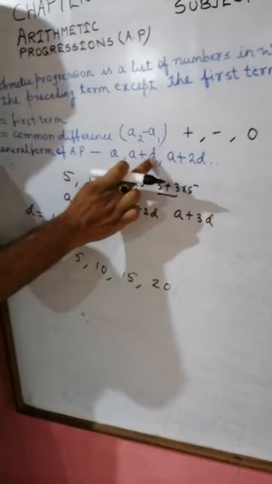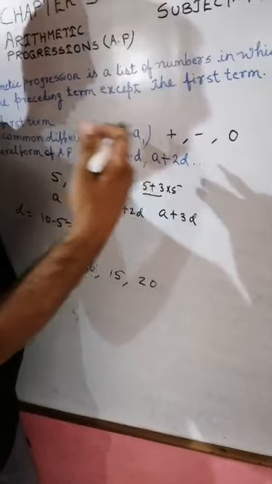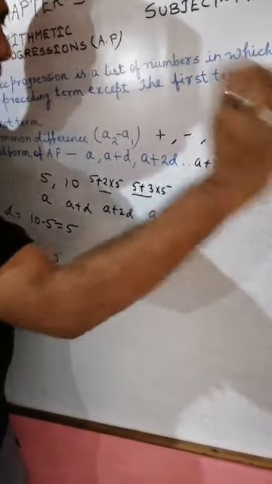So this is the general form of AP. It can be extended up to the requirement. Here we can have A plus 3D also, A plus 4D also. It goes on, depending on what the question asks.